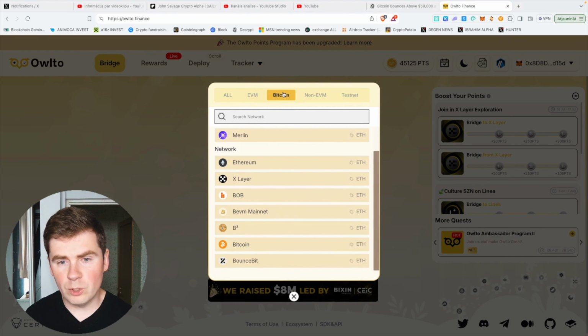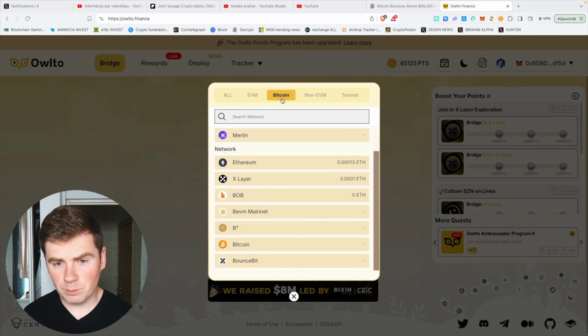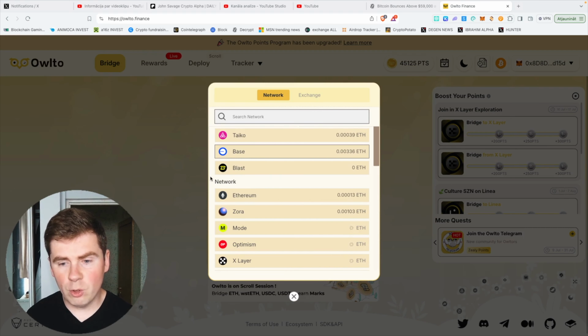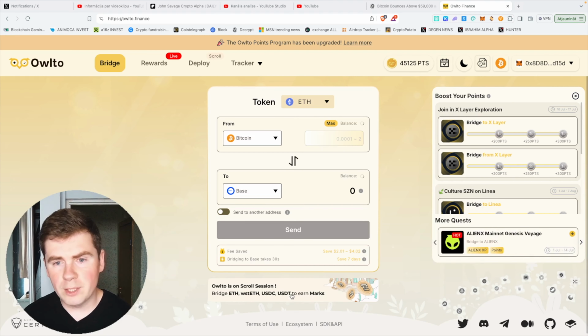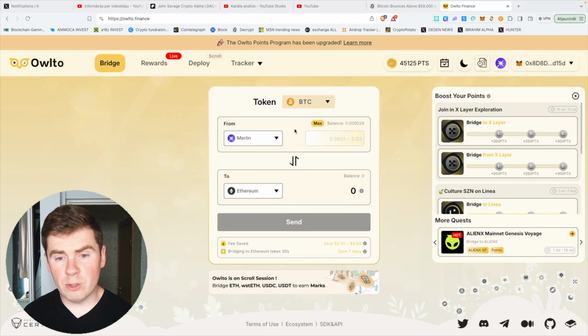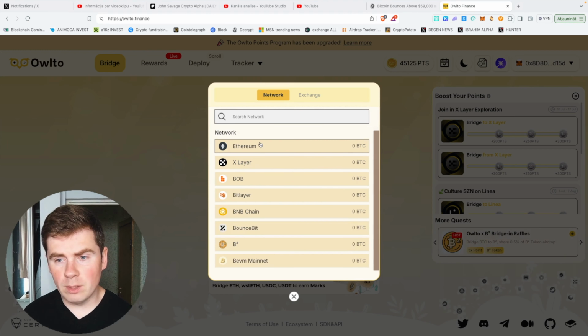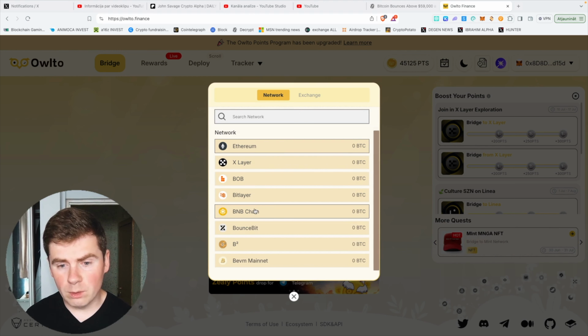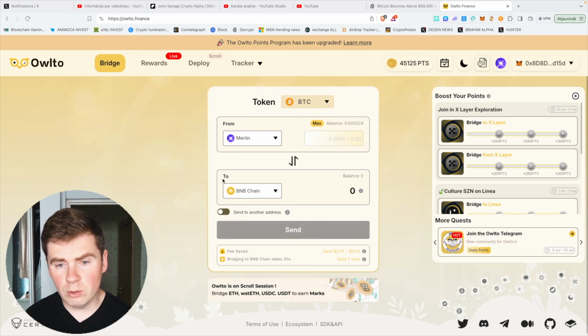For example, you have some Bitcoin. If you want to get your Bitcoin to Ethereum without going to centralized exchanges, you go on the main Bitcoin network, and here you can see the networks where you can bridge it. You can bridge to X Layer, which is the OKX network. You can bridge to BNB Chain and all of these others, but I would use the one with the smallest fees, not Ethereum. So you can bridge your Bitcoin to BNB Chain.